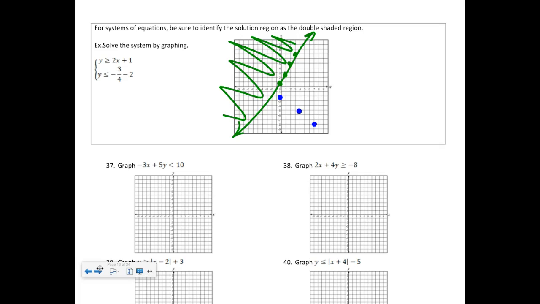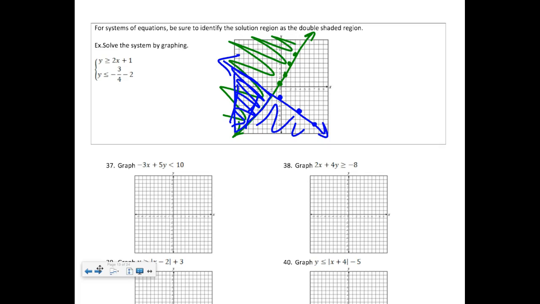Do we have a solid line or a dashed line? Solid. We have a solid line. And this one says we are going to shade below the line. Okay. So that means our answer is here where it is double shaded. So on your tests, if they say click on the double shaded area, this is where you would click. Okay. How are we doing on this? Are we okay?